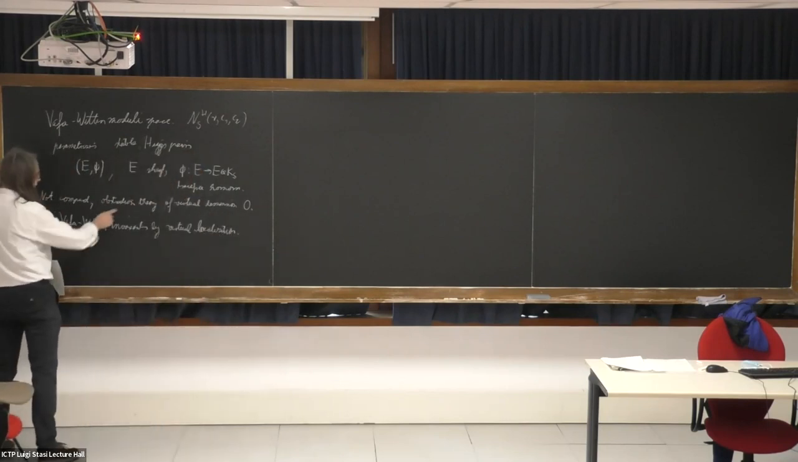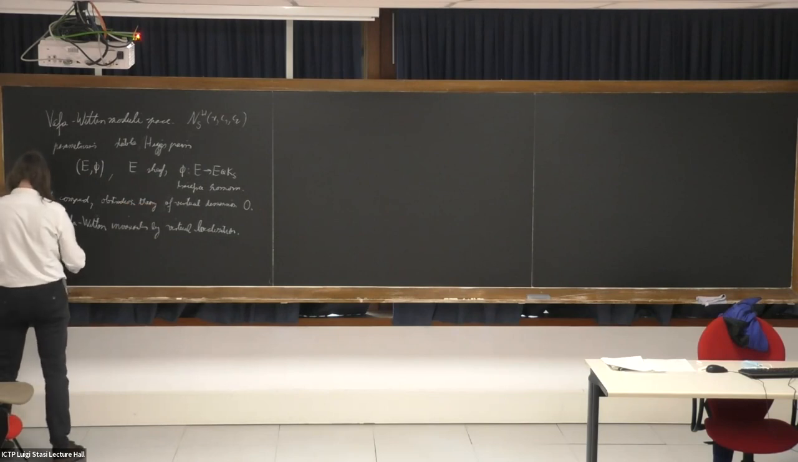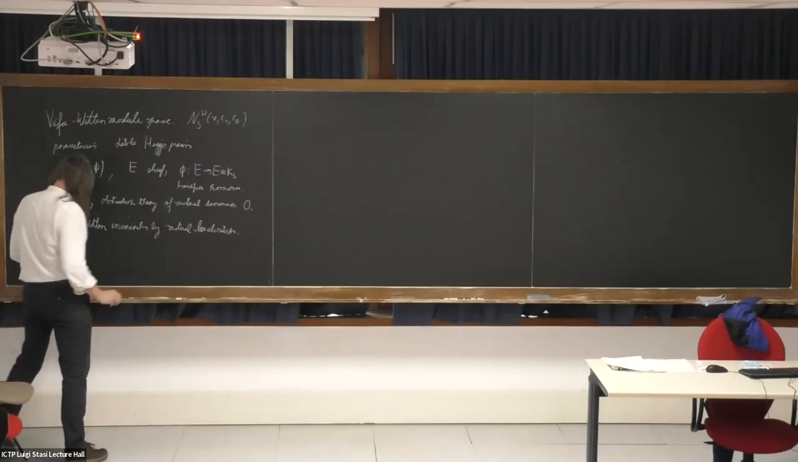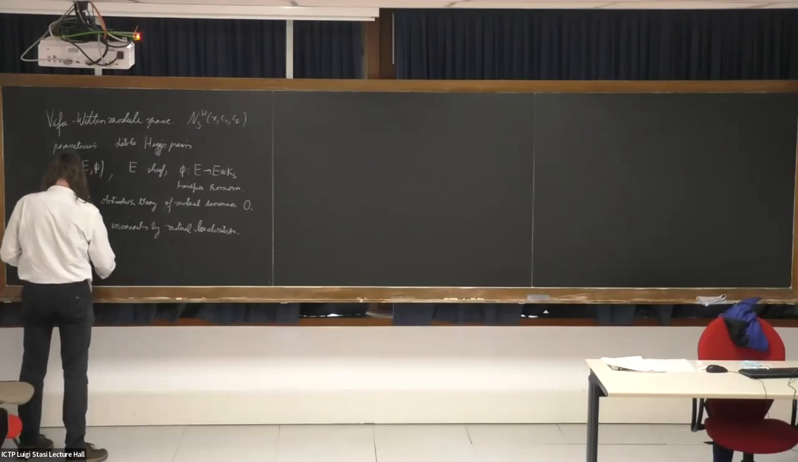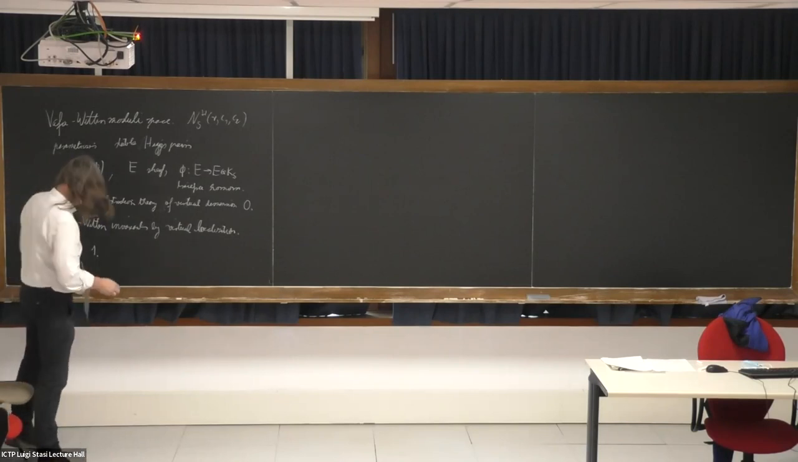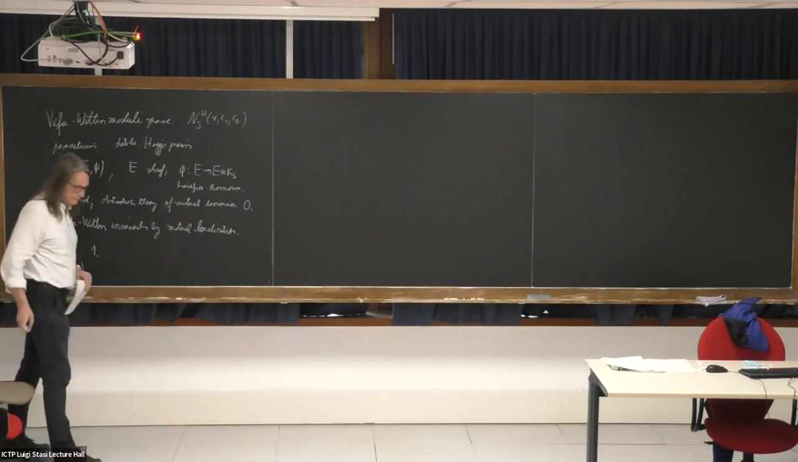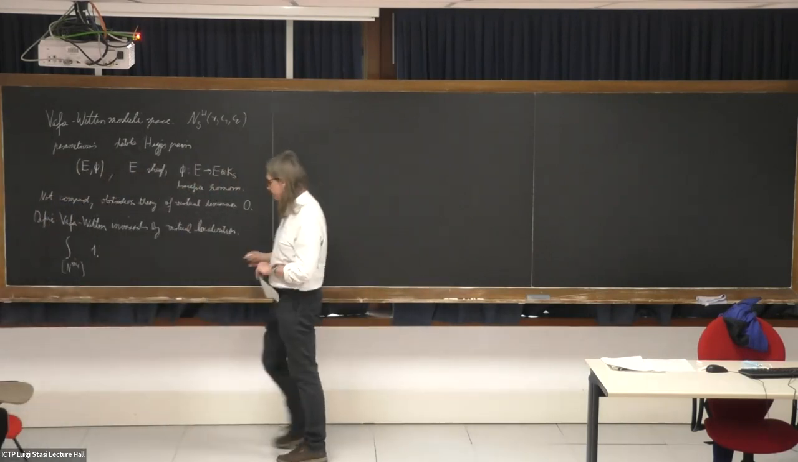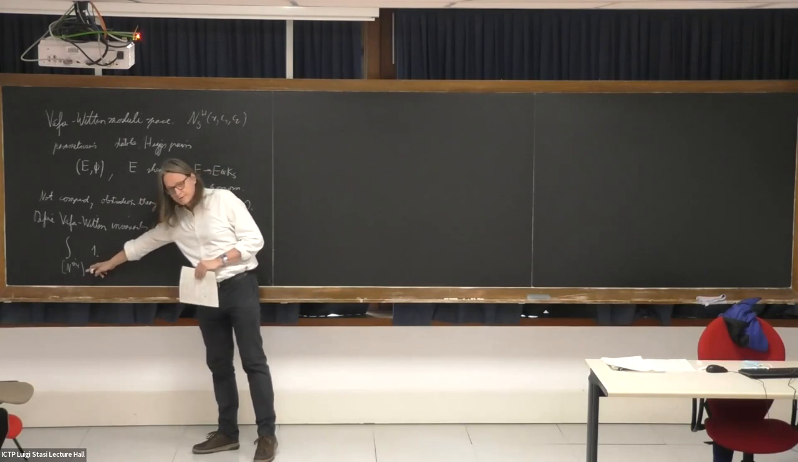So what we want to compute, this has expected dimension zero. So what we would want to compute is the integral over the virtual fundamental class of this moduli space of one, because the expected dimension is zero. This would be the Vafa-Witten invariant associated. Now we have to make sense of this, because there's no virtual fundamental class.